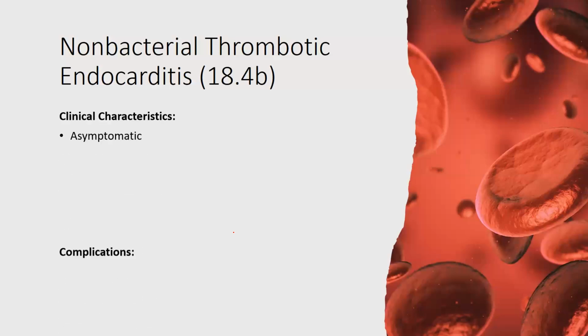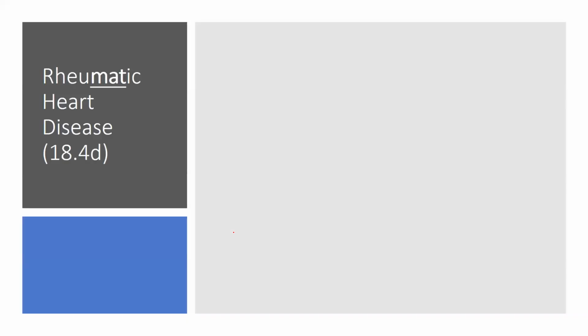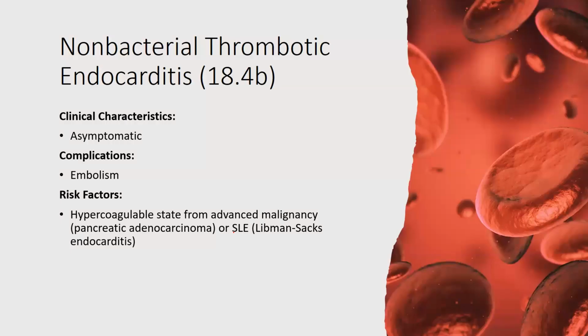The non-bacterial type is typically asymptomatic. Your main complication is an embolism. So it's more associated with hypercoagulable states. So you could see it in cancers, you could see it even in autoimmune conditions. I doubt they'll test you on this outside of wanting you to know that there is one that exists that's not bacterial in nature.